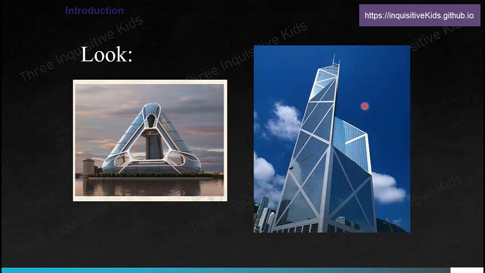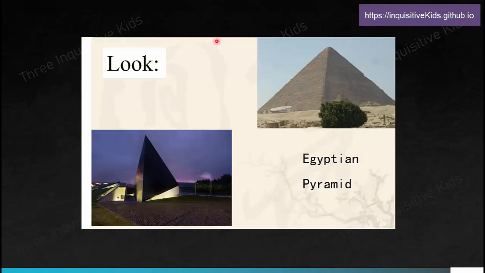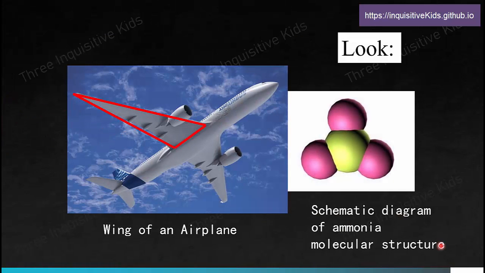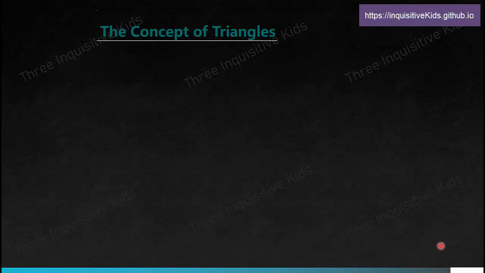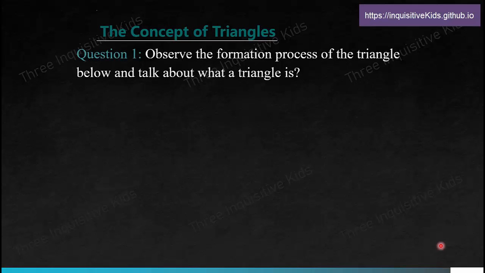So now I want you to take a close look at the pictures I'm going to be showing you. What do you see in them? What types of 2D geometric shapes that we've been learning about recently? The concept of triangles. Question 1. Observe the formation process of the triangle below, and talk about what a triangle is.